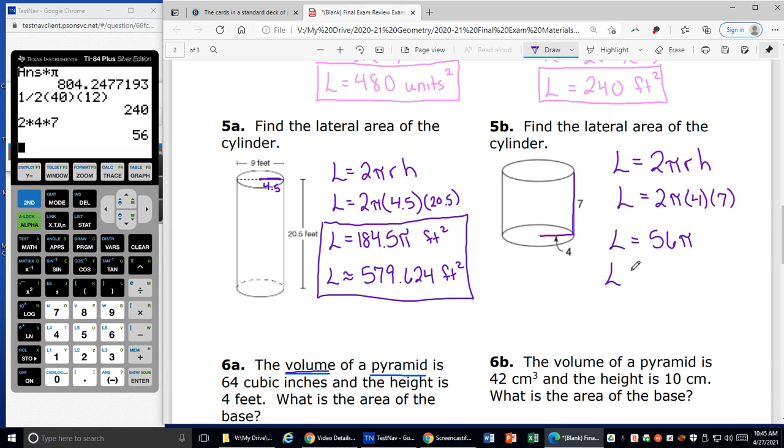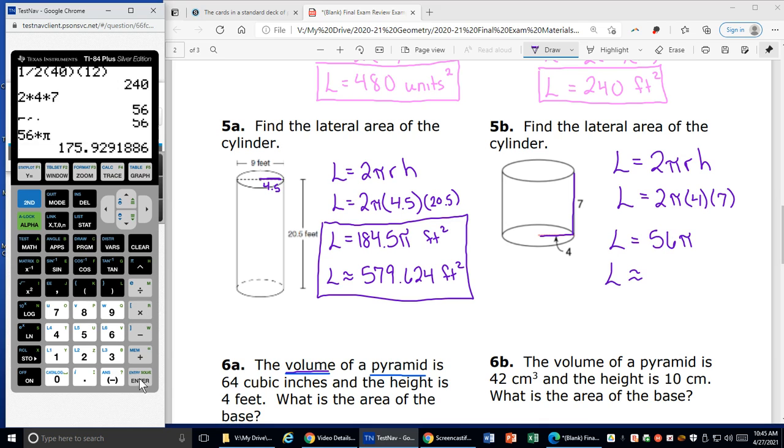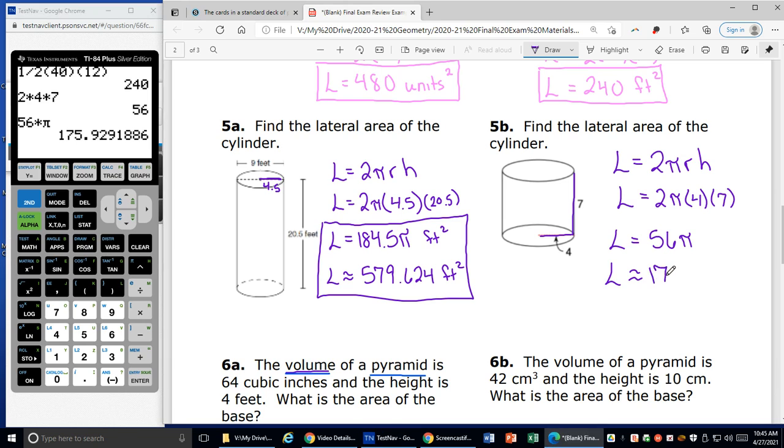My approximate answer, 56 times pi, is 175.929. And I don't have units here, so they are both units, and it's area squared for each of these.